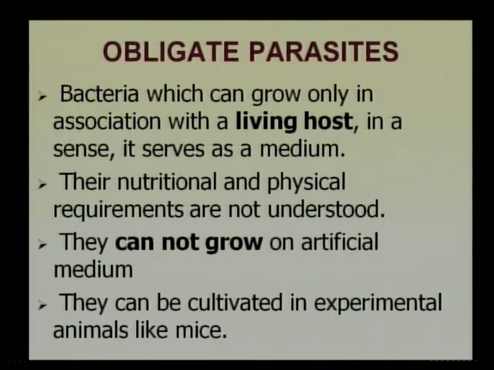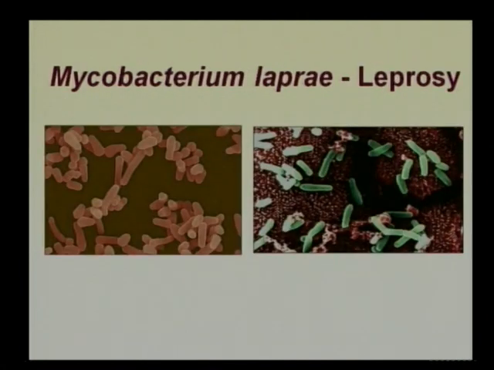We call them obligate parasites, and if you want to grow them, then we need experimental animals like mice, where we have to inject the organism into the animal, and the animal itself serves as the medium for us, where the organism will grow, and then afterwards we can utilize them.